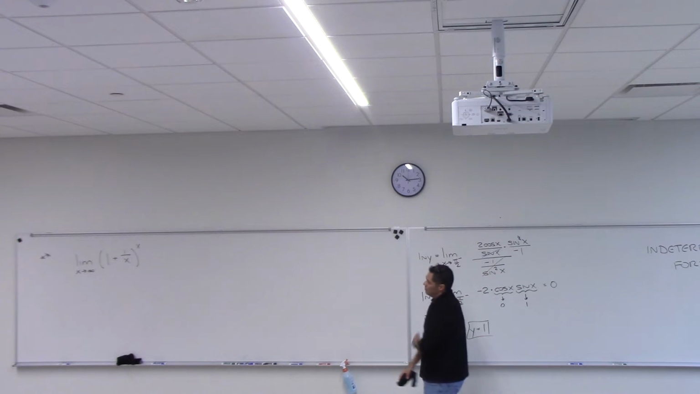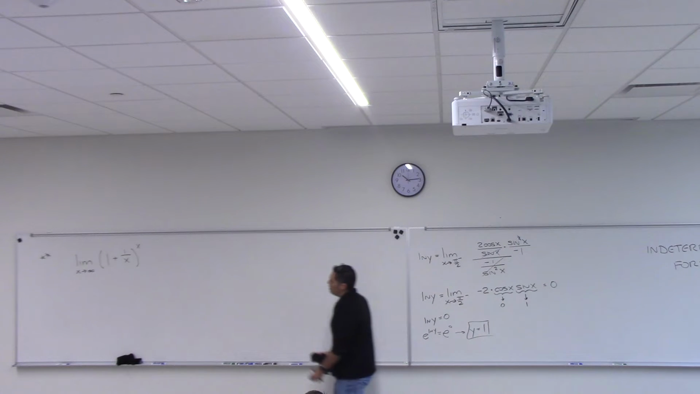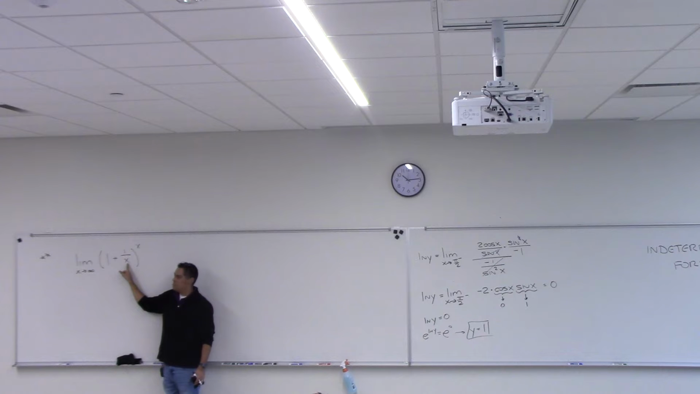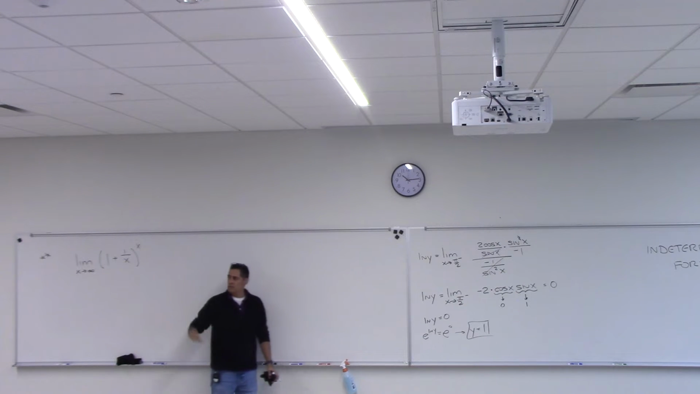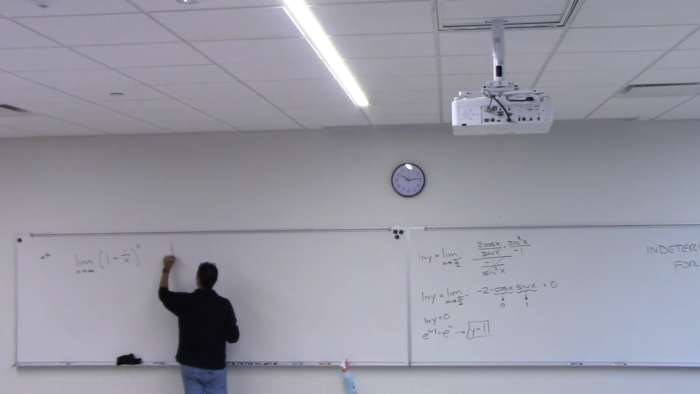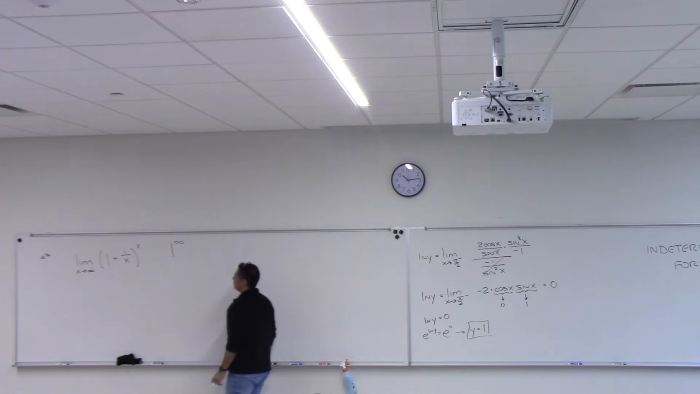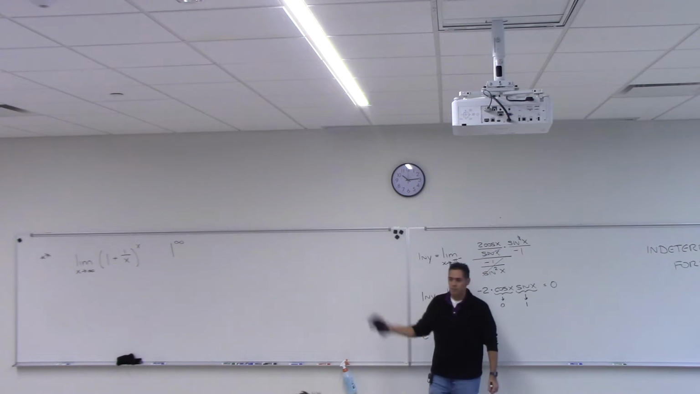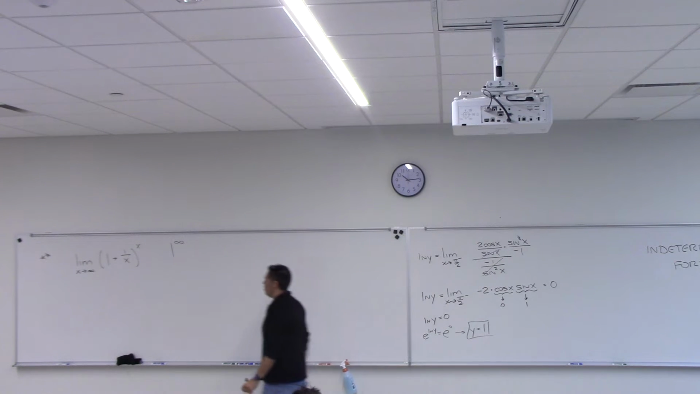All right, so let's see. If x goes to infinity, let's see what's happening here. 1 over infinity goes where? 0. 1 plus 0 goes to 1, right? So this in here goes to 1, and the exponent goes to infinity. That's an indeterminate form, right? This looks like 1 to the infinity. Natural log, right? Call it y first, and then bring the natural log in.